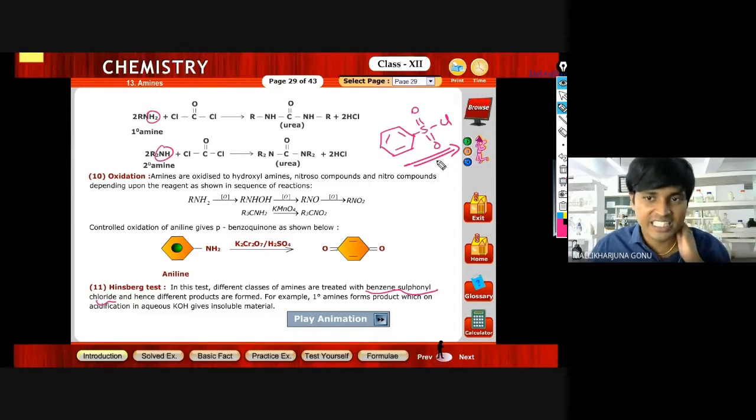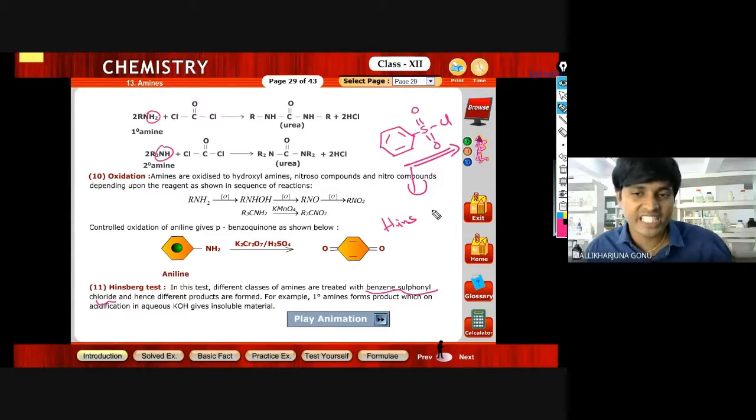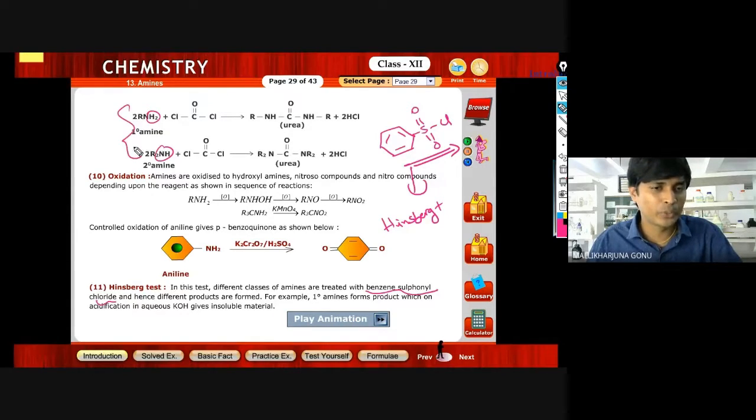So Hinsberg test, this is the Hinsberg reagent. What reagent is it? Very, very important. Whenever distinguishing tests come, those are very, very important. Hinsberg test. All these reactions are simple; they will not ask much. But whatever is not commonly coming, that they will ask. There's no importance in asking much about this since you have already studied it in acids, aldehydes, and ketones. But the Hinsberg test, where it is used, that you should know.